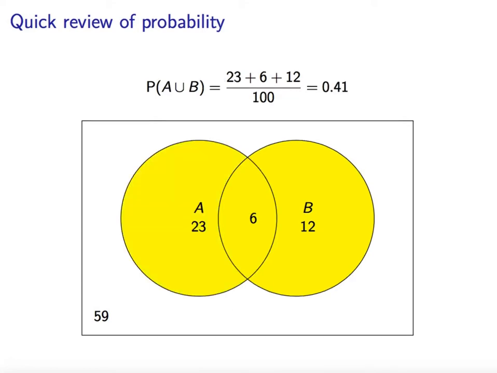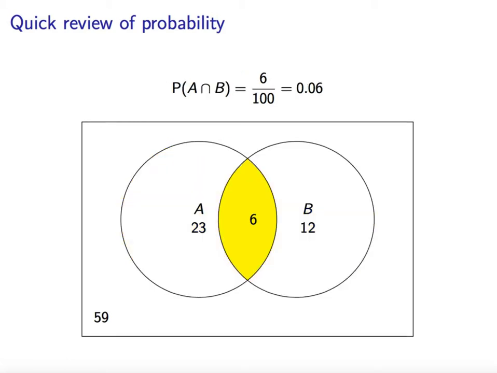Likewise, the probability of observing A or B, or both, including the possibility of both events, would be 23 plus 6 plus 12 over 100, which is 0.41. And the probability of observing both A and B is 6 over 100, which is 0.06.